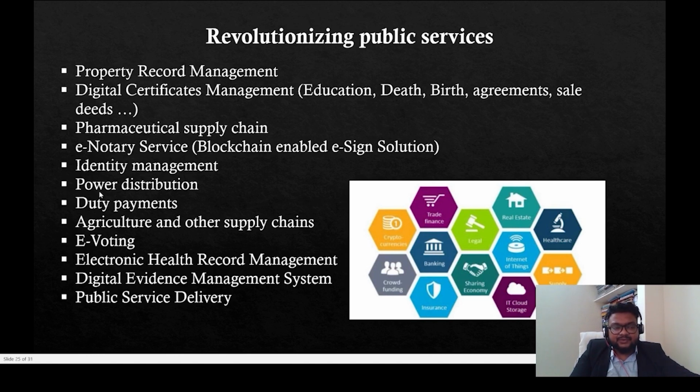Power distribution, duty payments, tax payments, agriculture and other supply chains, and e-voting are possible, because many times we think that voting is manipulated, but with blockchain the voting will be totally immutable. Electronic health record management: nobody can tamper with your health related data. Digital evidence management system: this is good for your investigating agencies. They will have a good evidence tracking system. Public service delivery will be improved.